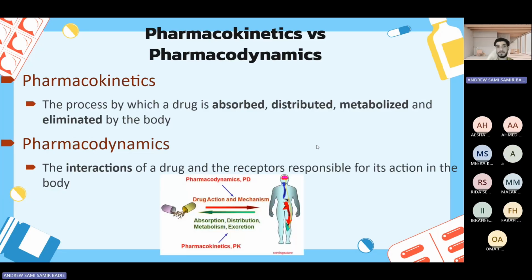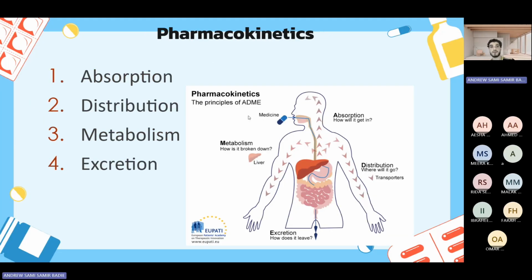Now onto pharmacokinetics and pharmacodynamics. Pharmacokinetics is the process where the drug is absorbed, distributed, or metabolized by the body. So, how the body interacts with the drug. On the other hand, pharmacodynamics is how the drug interacts with your body. I'm not sure if this makes sense, but try to think about it. In pharmacokinetics, we have ADME: absorption, distribution, metabolism, and excretion. I'm going to go into a little bit of detail about this.